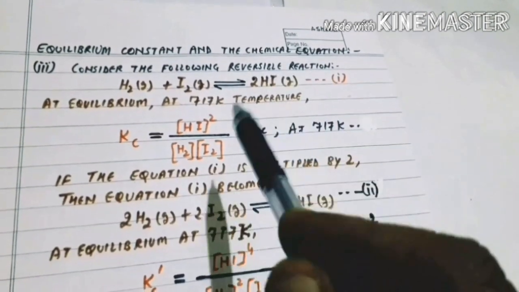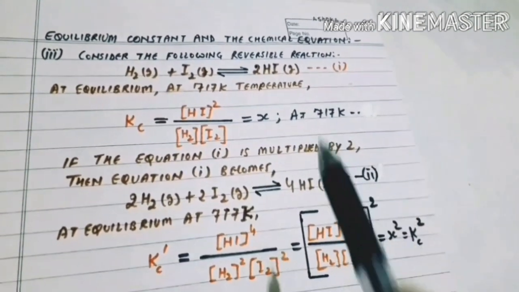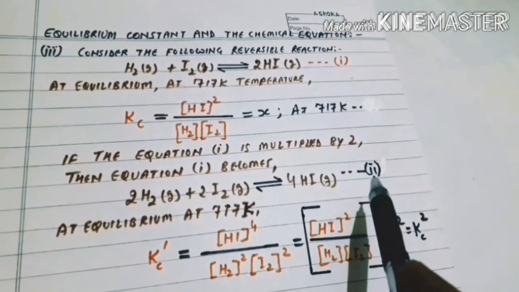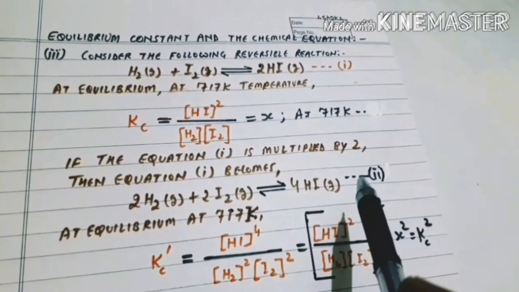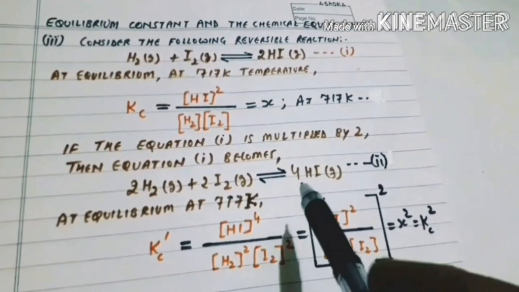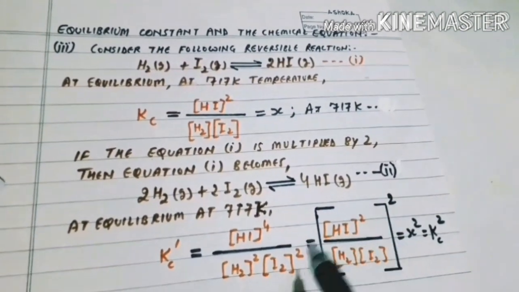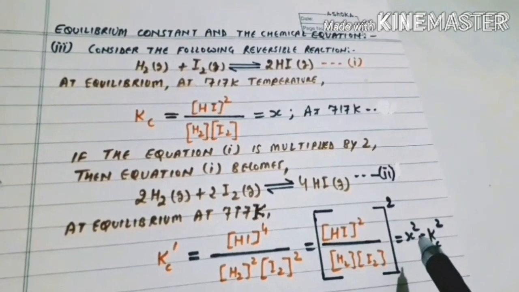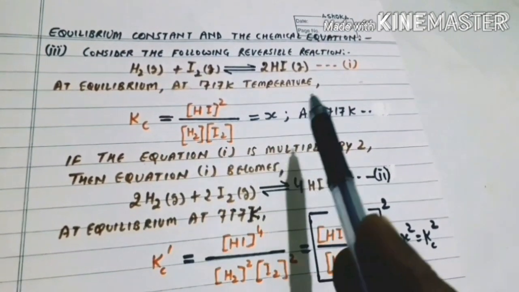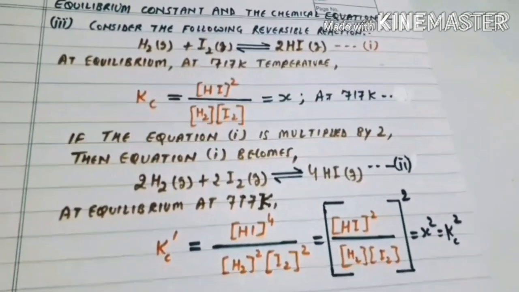reversible reaction at a particular temperature, that is 717 Kelvin, and the equilibrium constant Kc dash of the balanced chemical equation 2, which is obtained by multiplying the balanced chemical equation 1 by 2 at the same temperature, the equilibrium constant Kc dash with respect to the balanced chemical equation 2 is equal to the square of the equilibrium constant Kc with respect to the balanced chemical equation 1 of the reversible reaction.